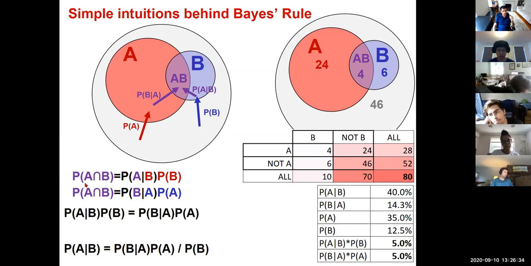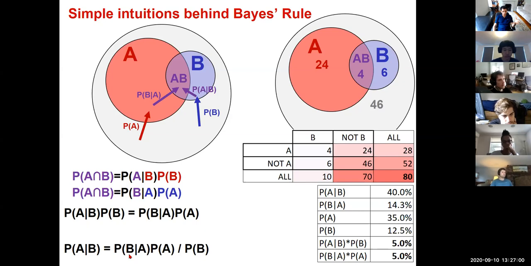Okay, so given that I can calculate P of A intersection B one way or another way, I can just equate these probabilities. So P of A given B times P of B is the same as P of B given A times P of A. And then I can infer Bayes' rule super trivially by basically saying, well, P of A given B is simply that thing, B given A times P of A, divided by P of B.